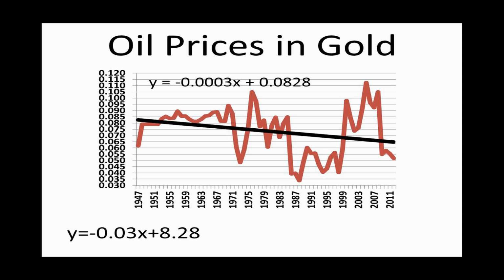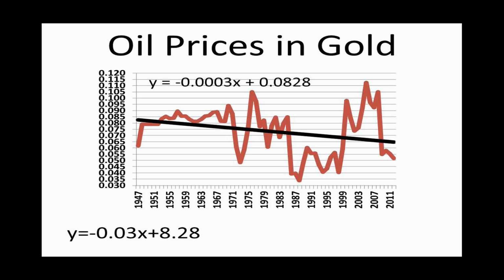Now I tried to make that easier to understand, so that we don't have such small numbers on that equation. So what I did is I multiplied it by 100, and we end up with y equals minus 0.03x plus 8.28. So that would be the equation for 100 barrels of oil in terms of gold ounces, as opposed to just 1 barrel. Now the ratios remain the same, which is the important thing here, but the numbers are a lot easier to understand.